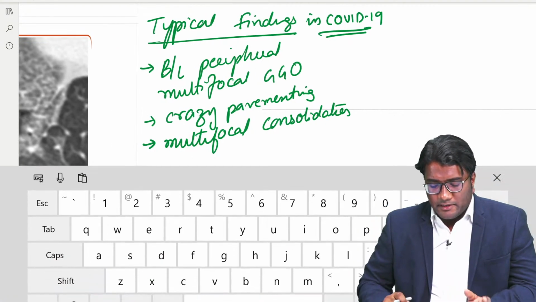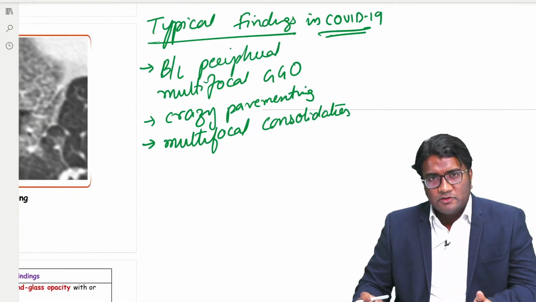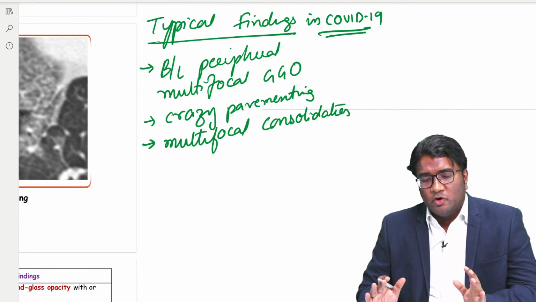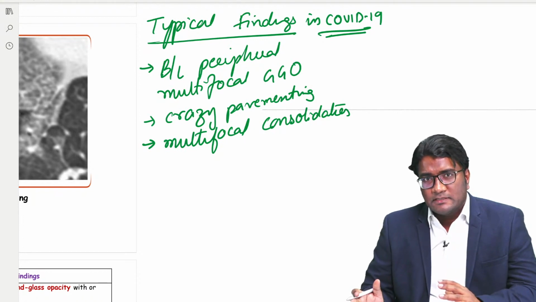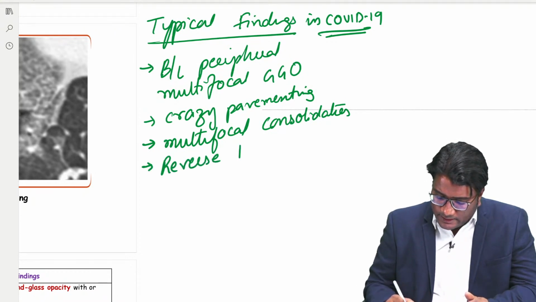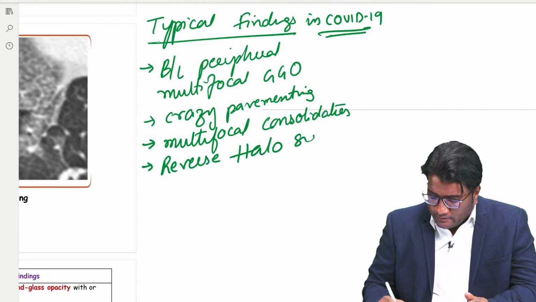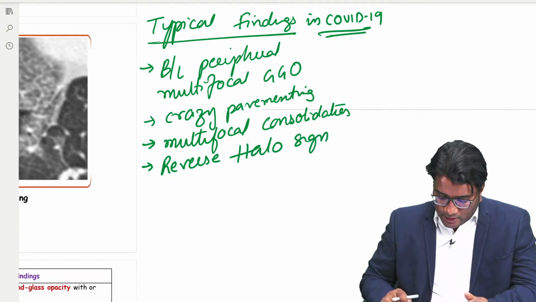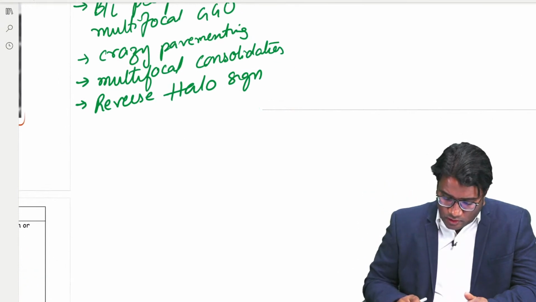So bilateral, peripheral, multifocal ground glass opacities, crazy pavementing, multifocal consolidation, not lobar consolidation. Lobar consolidation will be bacterial pneumonias. Multifocal consolidations, think of COVID-19. And you may also have this reverse halo, especially in the healing stages of COVID, right? Reverse halo sign, right? And do remember some atypical findings, what are not seen in COVID-19.